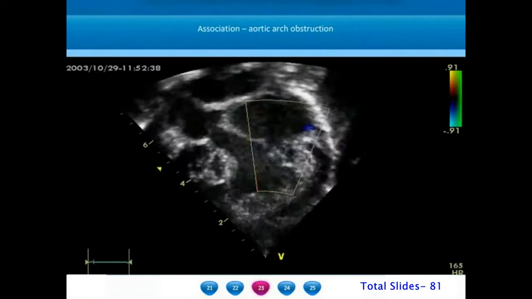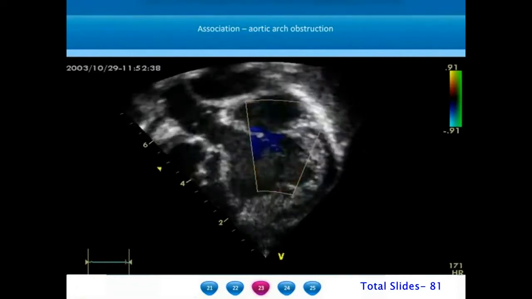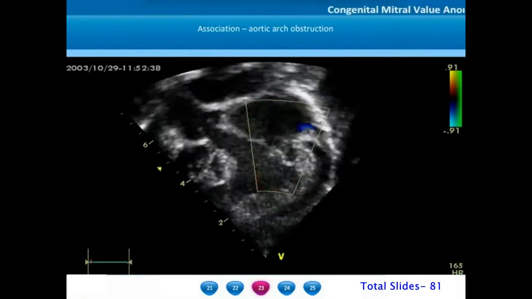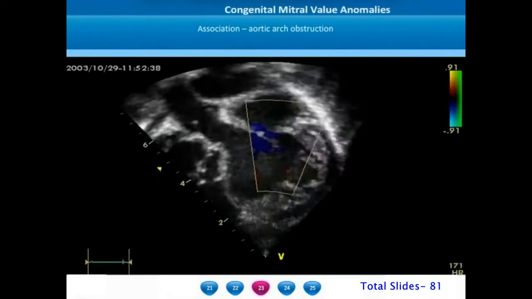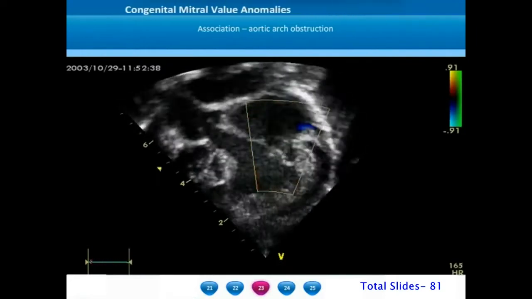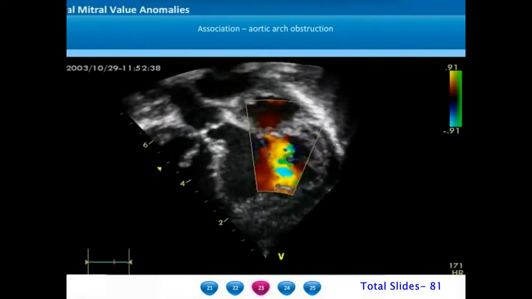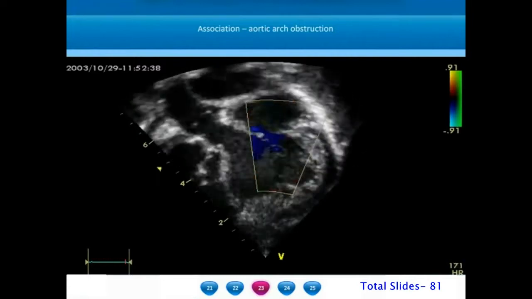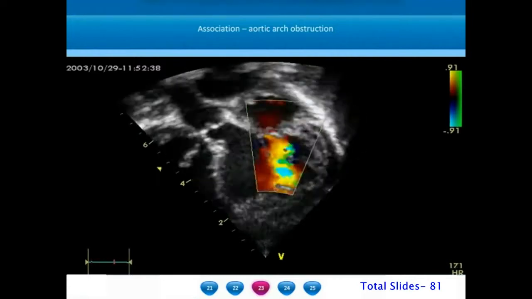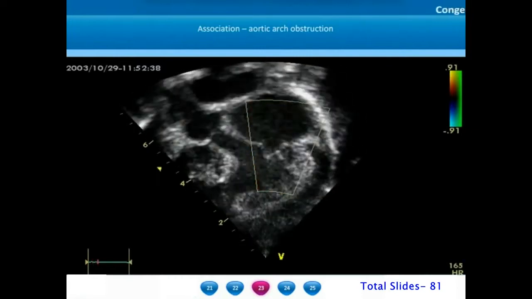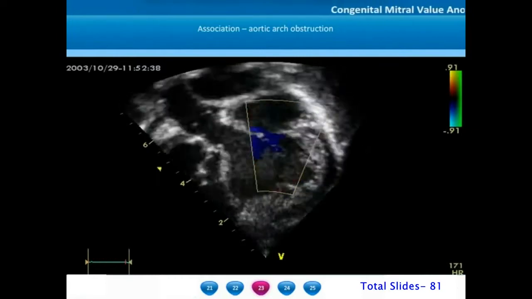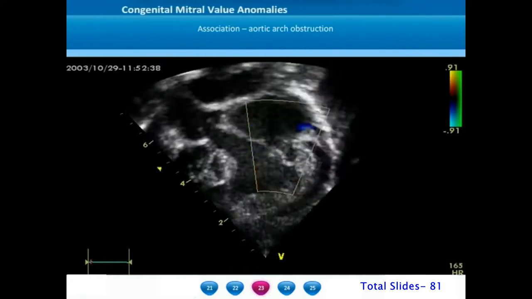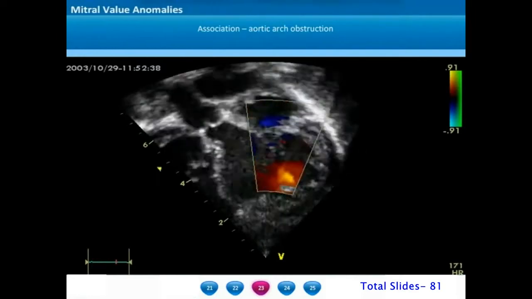All patients with congenital mitral stenosis should be assessed very carefully for any distal left ventricular outflow tract abnormalities. It may be associated with either coarctation or aortic arch interruption. This is a patient who has a supramitral ring with a mild mitral inflow obstruction. We can notice that the left ventricular free wall is quite thick and there is left ventricular hypertrophy. So in these patients, we should carefully look for presence of arch obstruction.